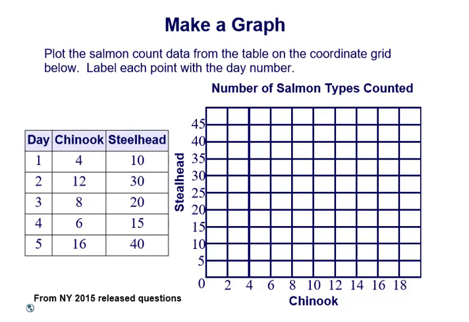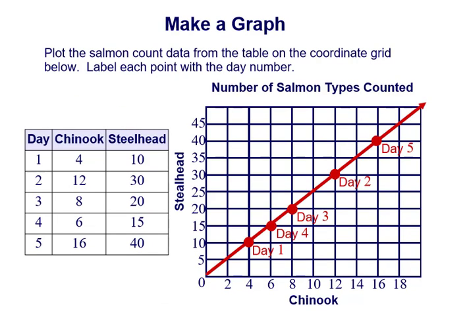So notice on our coordinate grid, the amount of Chinook is going to be the x-axis, and the amount of steelhead is going to be the y-axis. So we can make ordered pairs with those 2 columns. It would be our x, y for our ordered pairs. So you can see on the graph we've plotted 4, 10, 12, 30, 8, 20, 6, 15, and 16, 40.